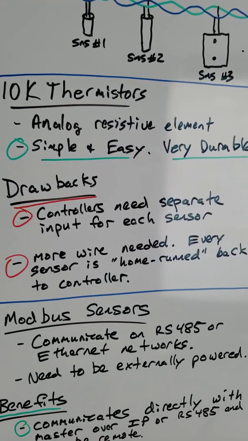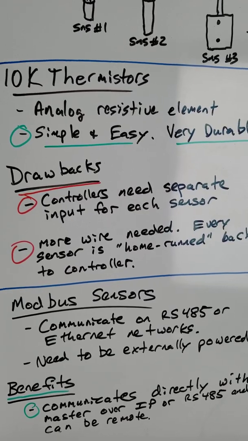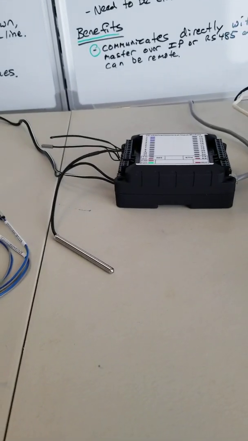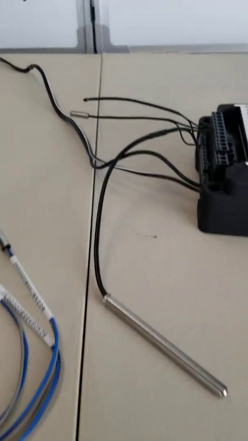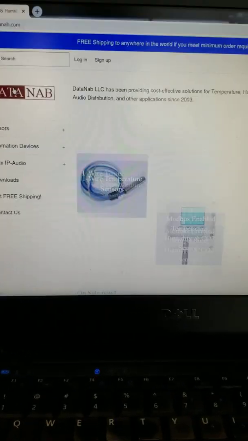Drawbacks is you need analog inputs for each temperature sensor, a separate one on the controller, and you need a lot more wire. And so that's just comparing the one-wire sensors to 10K thermistor sensors. And then the other style that we said at the beginning, by looking at our website here, if I go back to our homepage, we've got some Modbus enabled sensors.